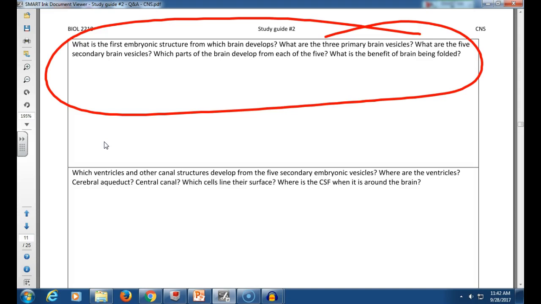First, primary embryonic vesicles, secondary embryonic vesicles. What do they develop into? I'm not going to go over it. It's all in the first slide of the brain stuff. Okay? Just like telencephalon becomes cerebrum. Okay? Mesencephalon becomes midbrain.